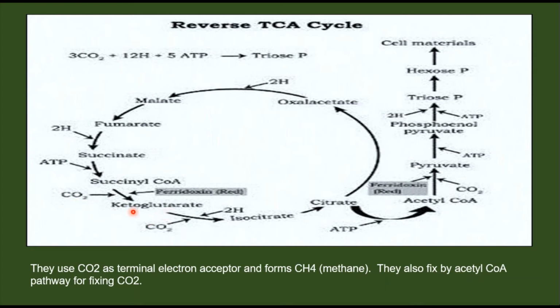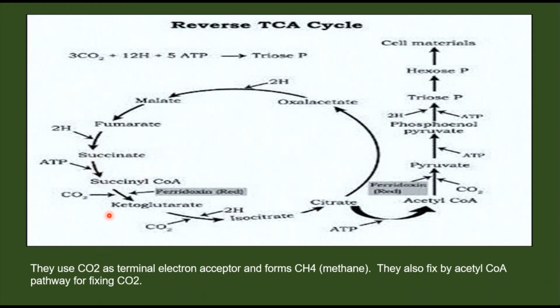And then alpha ketoglutarate, where one more molecule of carbon dioxide is fixed, giving rise to isocitrate, then citrate, and citrate takes ATP and is converted back to acetyl-CoA. And again, one more fixation of carbon dioxide occurs. So that's why I told you three carbon dioxide molecules are fixed through the reverse TCA cycle. Now this gives rise to pyruvate, and then phosphoenol pyruvate, then triose phosphate, then hexose phosphate, which is nothing but glucose. So this is the reverse of the TCA cycle.